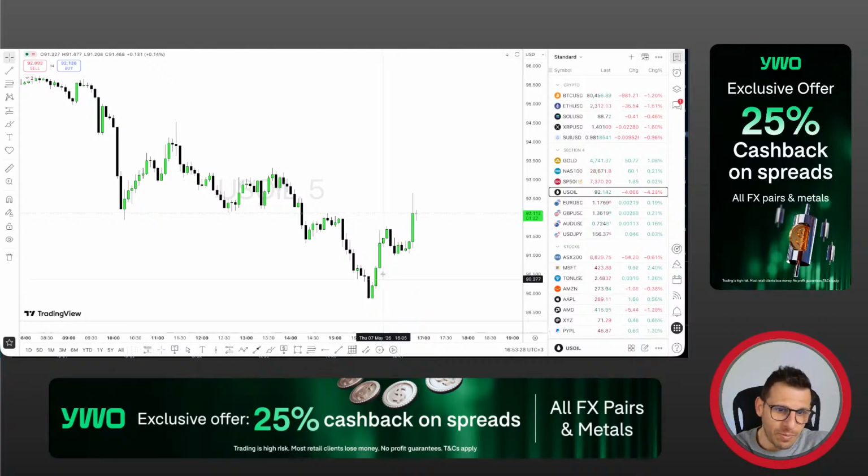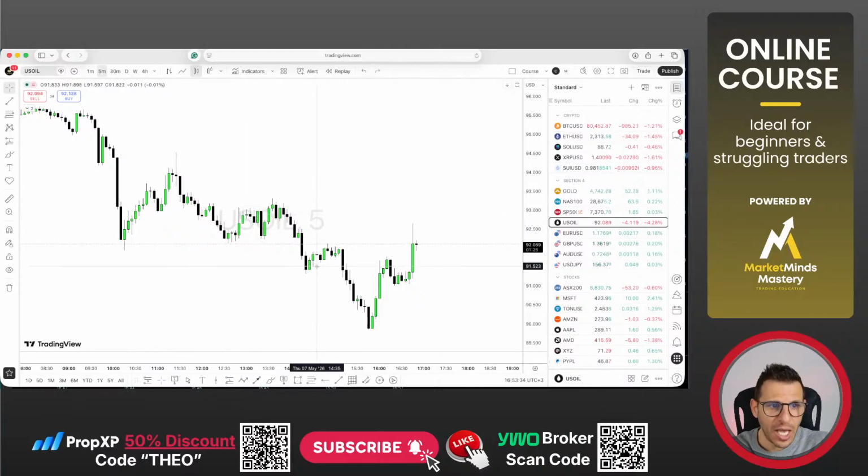So this part here showed that buyers were equally strong as the sellers. We didn't know what was going to happen at this point, but we really wanted to see sellers driving the price down. That didn't happen. Instead, a strong bullish move to the upside.